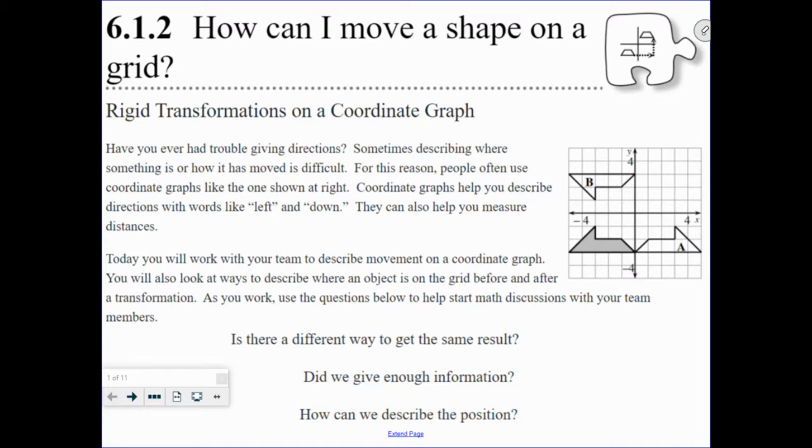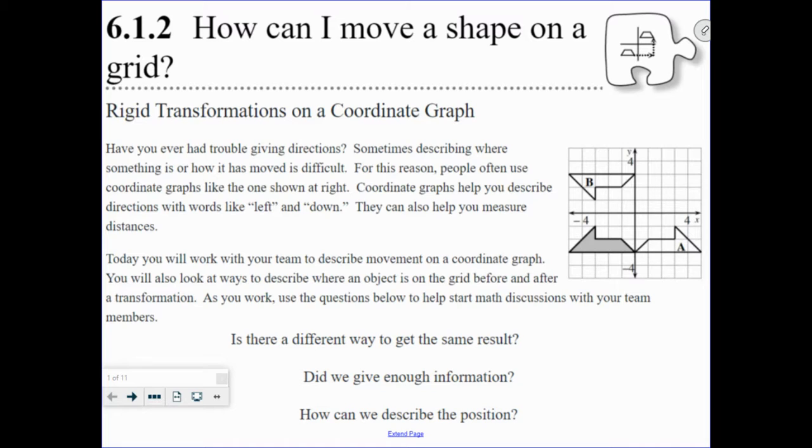So let's follow along here. Have you ever had trouble giving directions? Sometimes describing where something is or how it has moved is difficult. For this reason, people often use coordinate graphs like the one shown at right. Coordinate graphs help you describe directions with words like left and down. They can also help you measure distances.